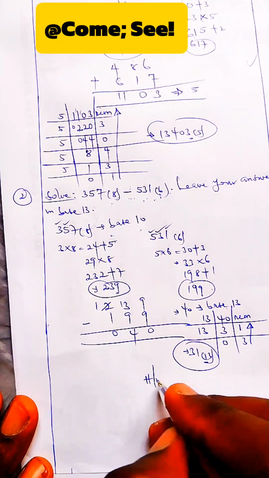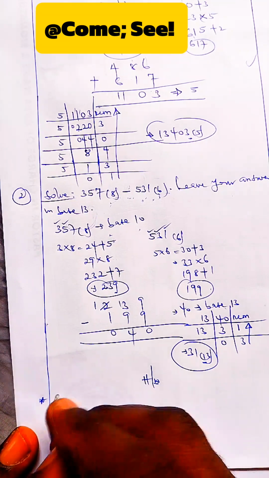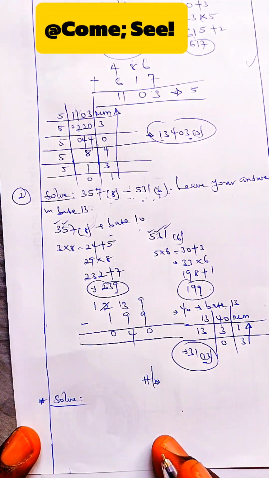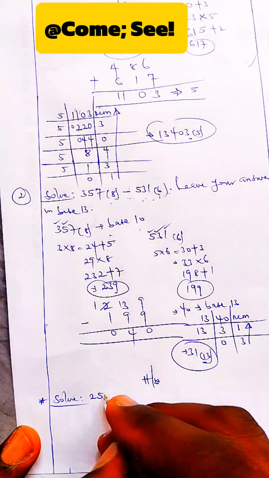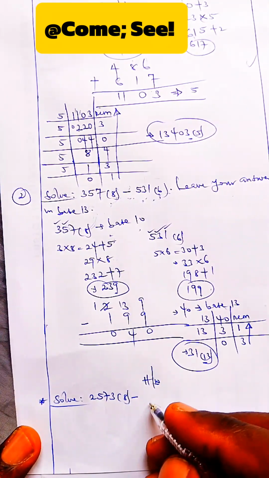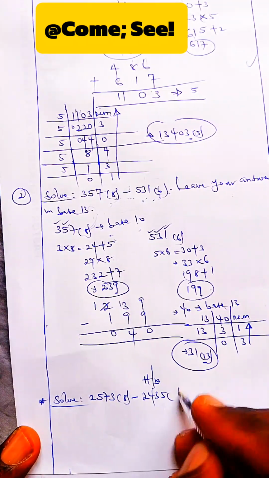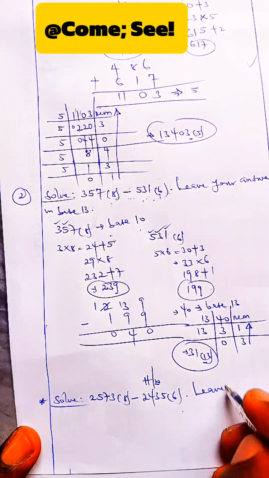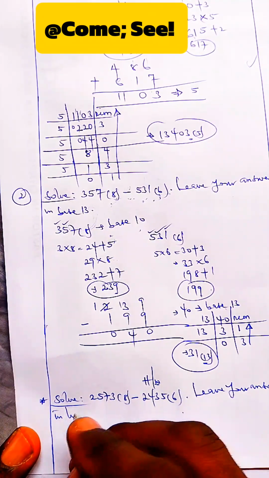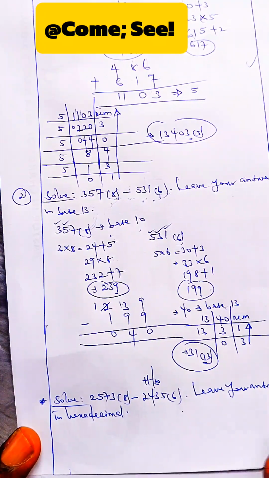So you're going to try this out for me. Now solve this for me. Solve 2573 in base 8 minus 2435 in base 6. Leave your answer in hexadecimal.